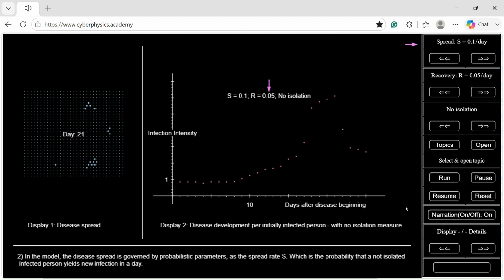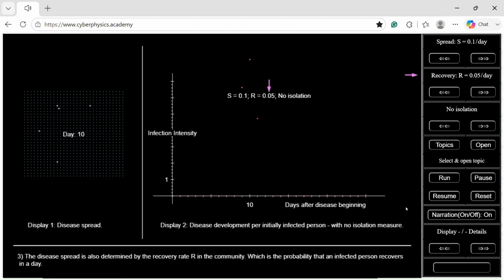In the model, the disease spread is governed by probabilistic parameters, as the spread rate S, which is the probability that a not isolated infected person yields new infection in a day. The disease spread is also determined by the recovery rate R in a community. That is the probability that an infected person recovers in a day.